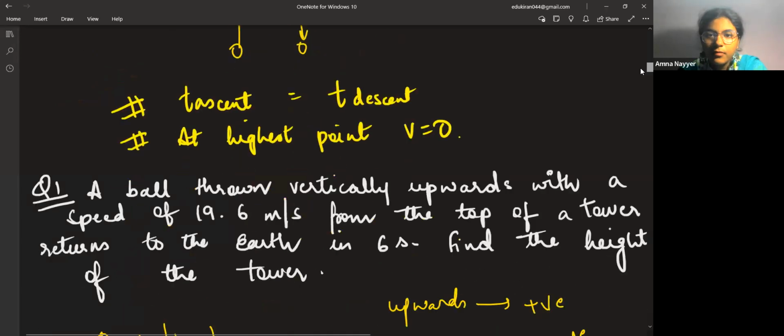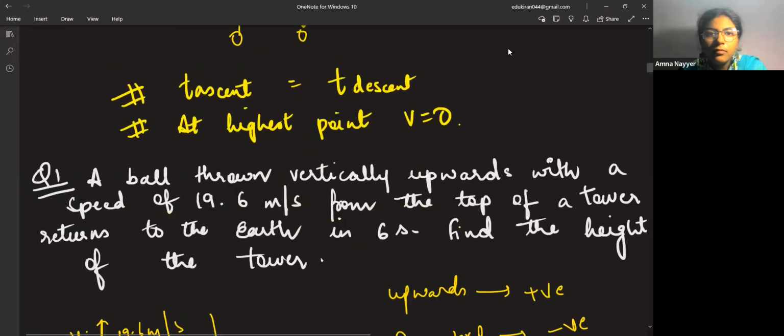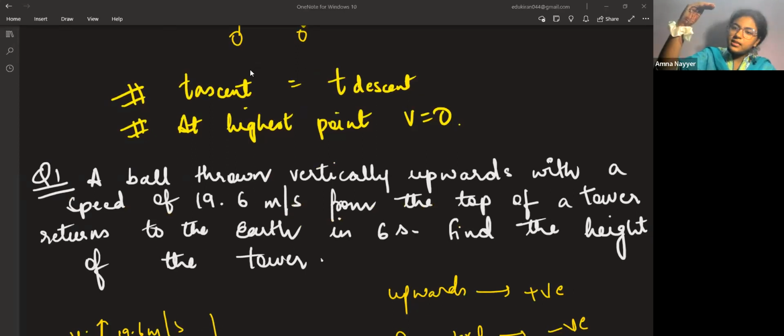And what is written there, like t ascent and t descent? Ma'am, t ascent, time of ascent is equal to time of descent. Means whatever time has been elapsed by the body to go and reach the highest point is equal to time that has been elapsed by the body to come back to the ground. Fine.